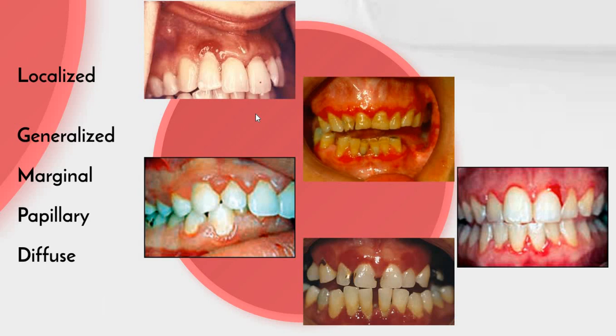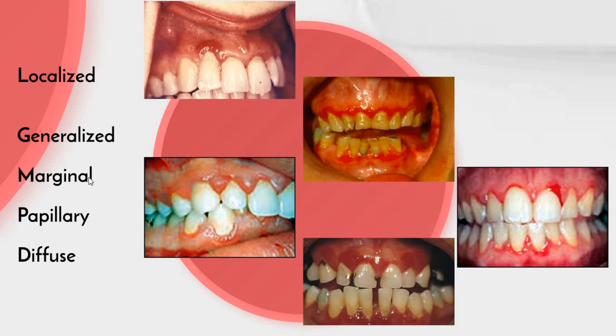Generalized gingivitis is almost affecting the oral cavity or the entire mouth, not specifically each single surface area of the gingiva, but it's actually affecting more than 30% of the surfaces of the gingiva.